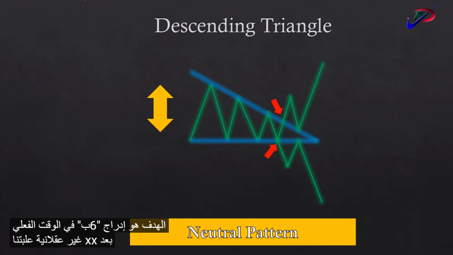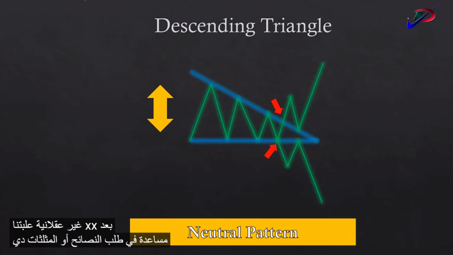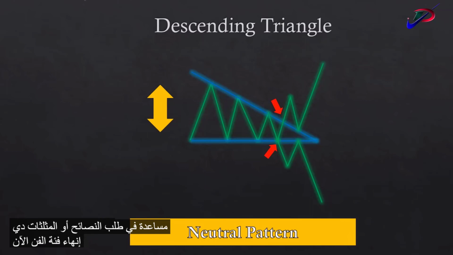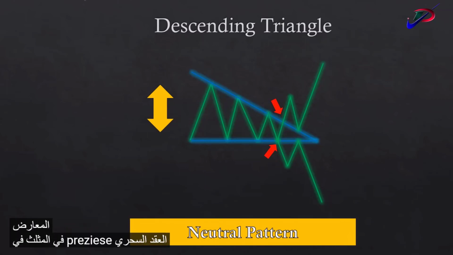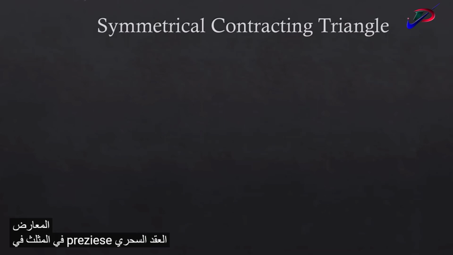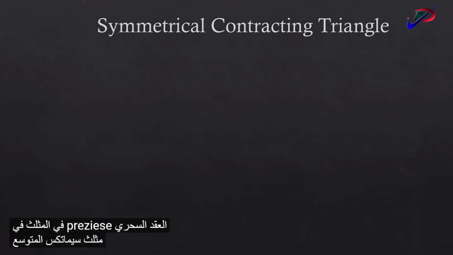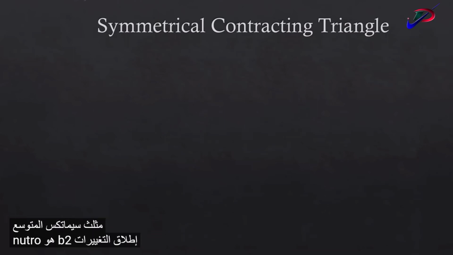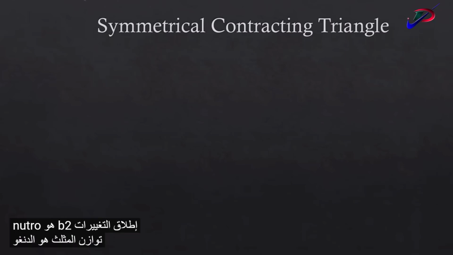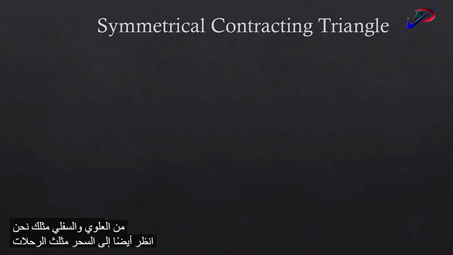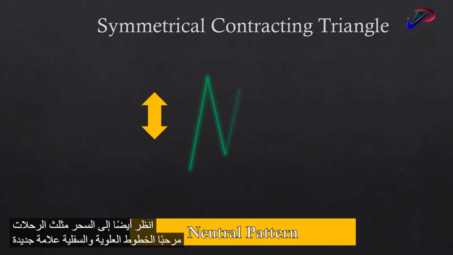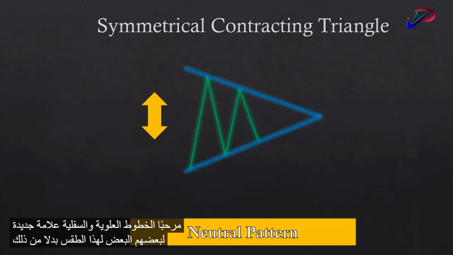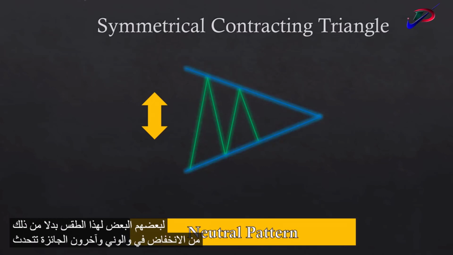Following the exact same rationale once again, we have 2 other types of triangles that finish the category of neutral chart patterns. We have the symmetrical contracting triangle and the symmetrical expanding triangle. The only thing that changes between these neutral triangle patterns is the angle of the upper and lower lines. Beginning with the symmetrical contracting triangle, we have upper and lower lines that converge to each other, so this pattern implies a decrease in volatility.